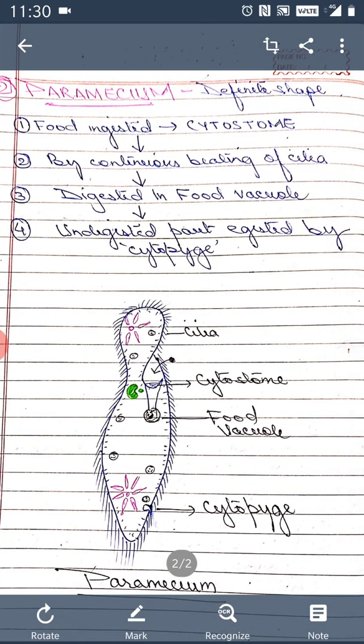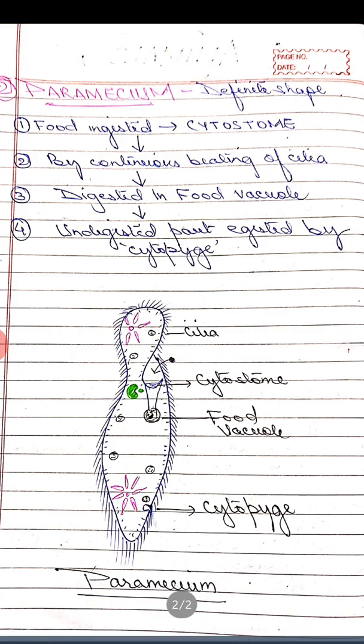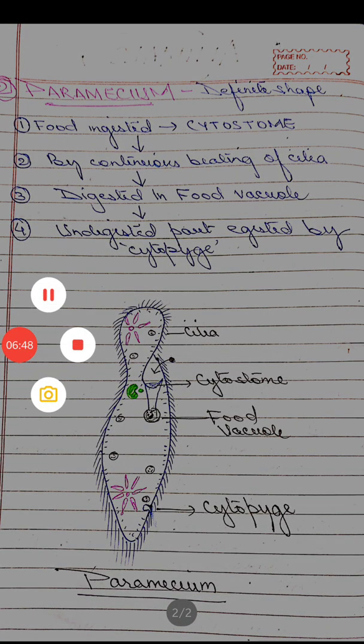You can see the points. First, food will be ingested by the cytostome by the continuous beating of cilia. It will be digested in the food vacuole, absorption and assimilation will take place, and lastly the undigested part is eliminated by the cytopyge. In the next video, we are going to study nutrition in humans.